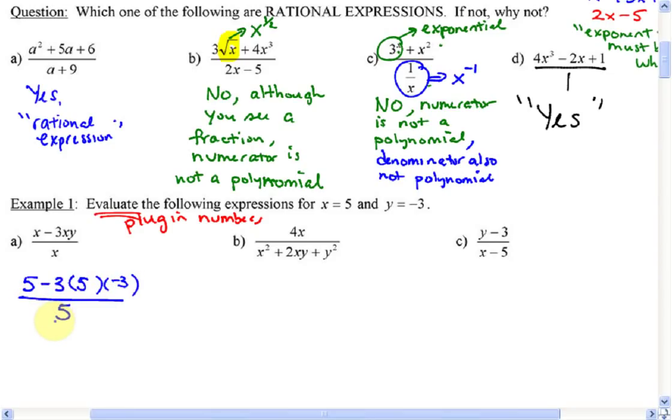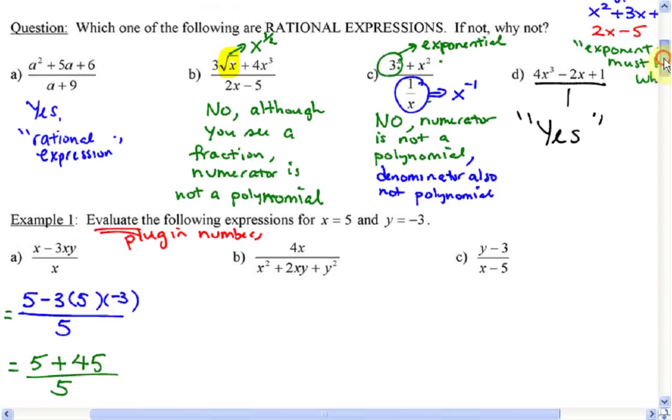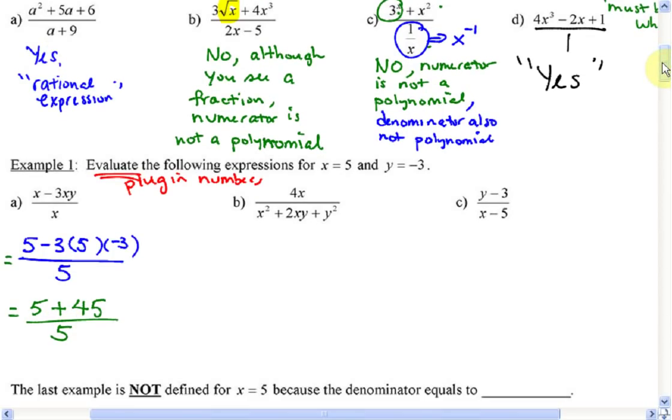All right, go ahead now, ladies and gentlemen, and calculate. So what's 3 times 5 times 3? 3 times 5 is 15. 15 times 3 is 45. And 2 negatives become a positive, so plus 45, all over 5. Please be careful here. I want you to look at the whole numerator as one whole thing first. So let's do the 5 plus 45 first. What's that? 50. And we'll do the 50 divided by 5. Your answer is just 10.